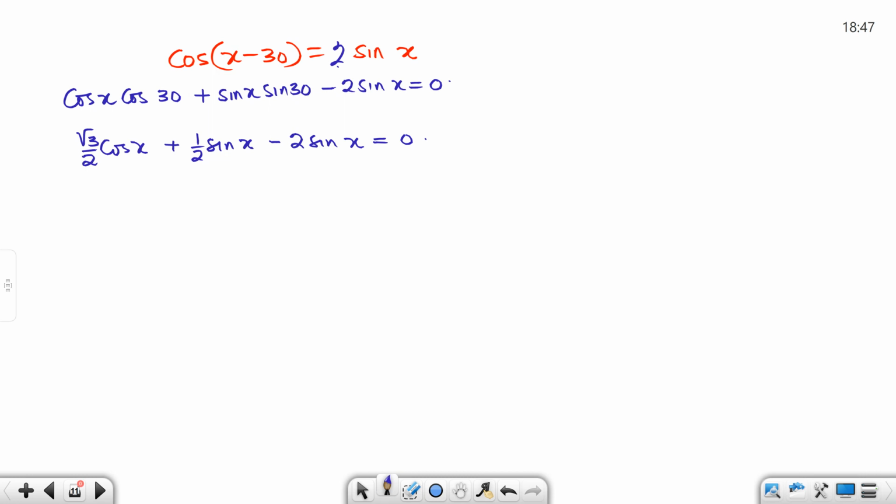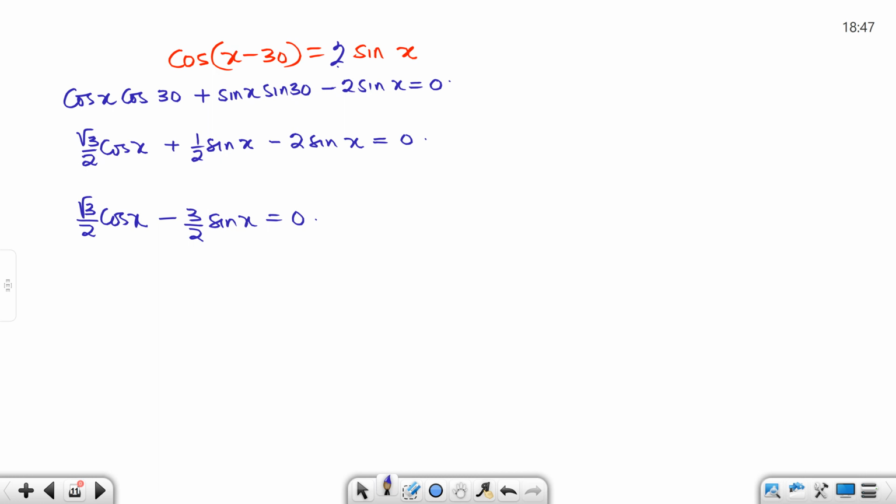Now, these are like terms, right? Half minus 2. So can we simplify that? What do we have? Root 3 over 2 cos x. What is half minus 2? Minus 3 over 2. Minus 3 over 2 sine x equals to. Now, do you see I've got cos and sine only? I can move that back over to the other side. This is the only time you are allowed to divide.